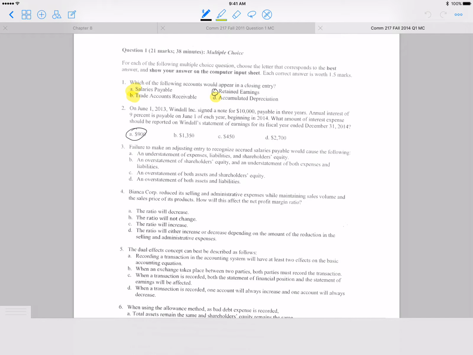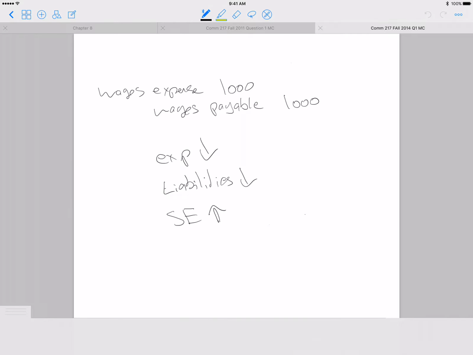And for number 3, it says failure to make an adjusting entry to recognize accrued salaries payable would cause the following. So before we start this question, let's say we forgot to accrue the salaries expense, so we forgot to debit the wages expense, and we forgot to credit the wages payable account. So if you forget to record the expense, then your expense is understated because your expenses should be higher. And if you forget to credit your wages payable account by 1,000, your liabilities is also understated because a credit increases your wages payable, so there should be more in the account.